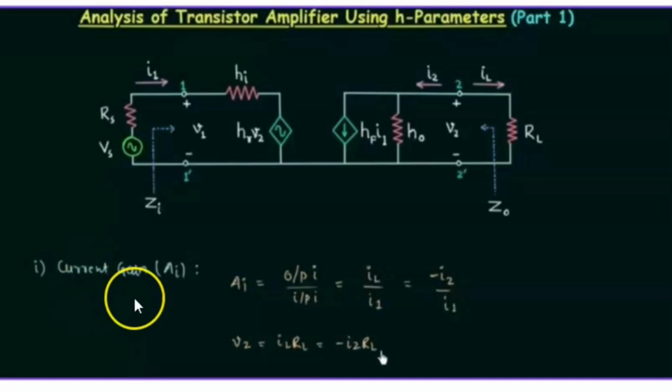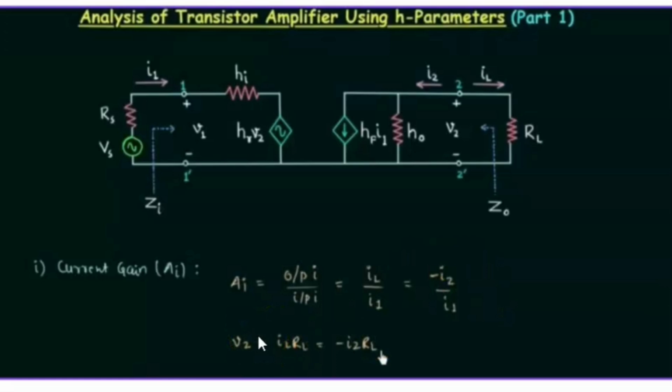तो सबसे पहला पैरामीटर है हमारा करंट गेन which is denoted by AI. So AI is equal to output current by input current. अब यहाँ पे हम सर्किट में देख सकते हैं that the output current is equal to IL and the input current is equal to I1. अब यहाँ पे one more thing to notice is that I2 is flowing in the opposite direction compared to IL. So IL can be written as minus I2. So our formula is going to be equal to minus I2 by I1.